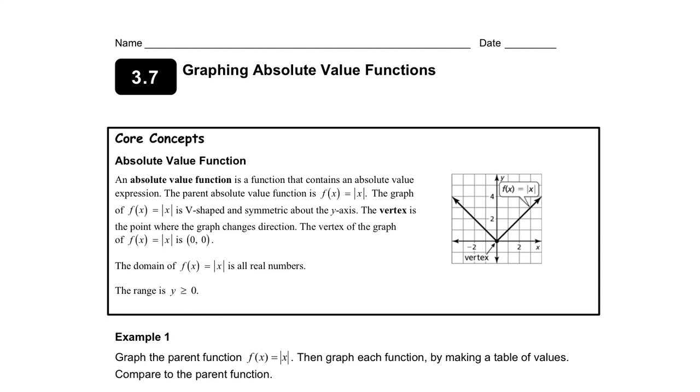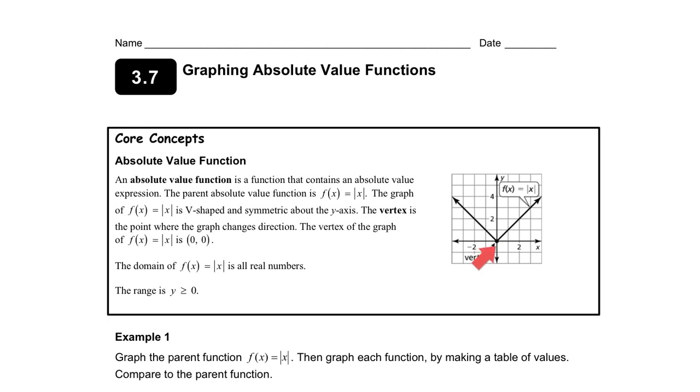Well, hello. We are going to do the 3.7 Part A notes today, which is graphing absolute value functions. You can see from the core concept box here, an absolute value function contains the absolute value expression, which is right here that I'm pointing at. And it makes a V-shaped graph, as you can see here, a V shape. And where it changes from a positive slope to a negative slope or vice versa, that little intersection right here is what we call the vertex.